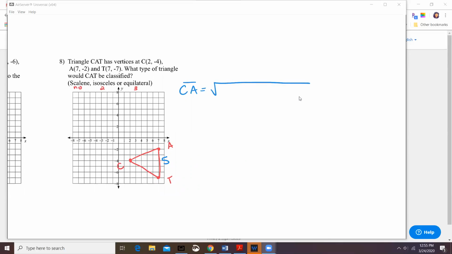So, x2 minus x1 squared plus y2 minus y1 squared. So it's 5 squared plus 2 squared, which is 25 plus 4, which is square root of 29. I feel like I messed that up. Hold on. y2 minus y1 over x2... Oh, I think I did that right. Okay. So CA is square root of 29.